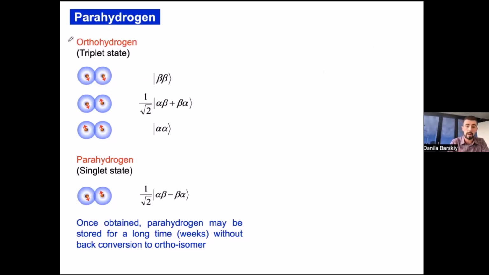First, it's called orthohydrogen, a state with a total nuclear spin 1. So we can call it a triplet state. You have alpha alpha, 1 over square root 2 times alpha beta plus beta alpha, and beta beta. And the second state is called parahydrogen, which is a state with a total nuclear spin 0. It turns out that you can relatively easily obtain parahydrogen by simply cooling hydrogen gas.